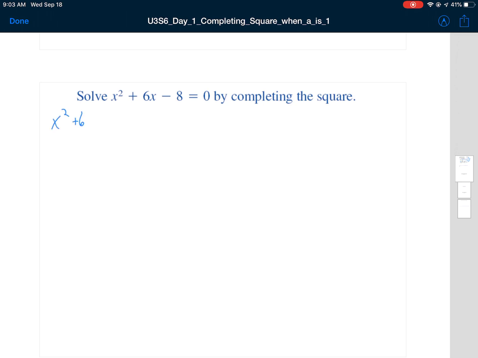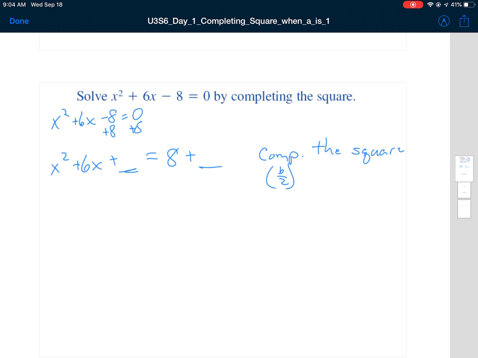x squared plus 6x minus 8 equals 0. I'm going to bring this over there. So I've got x squared plus 6x. Leave a blank. You don't have to write that blank there, but I think it's a good idea to write it on both sides so you remember to add that number to both sides. So now it's time to complete the square. I'll take b over 2 and square that. My b value is 6. So 6 divided by 2 is 3. 3 squared is 9. So I'll add a 9 to both sides.